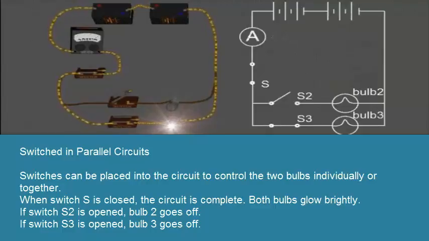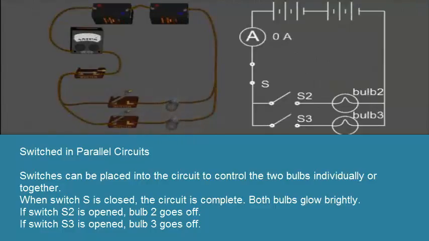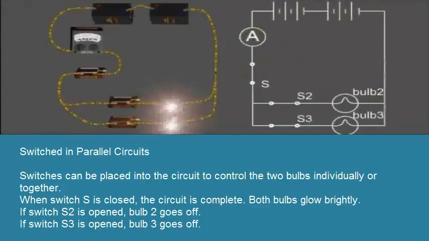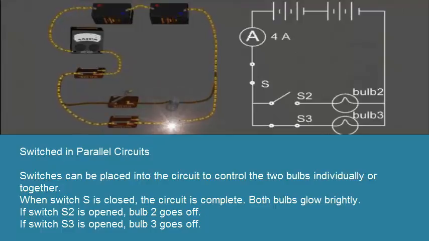When switch S is closed, the circuit is complete. Both bulbs glow brightly. If switch S2 is opened, bulb 2 goes off. If switch S3 is opened, bulb 3 goes off.